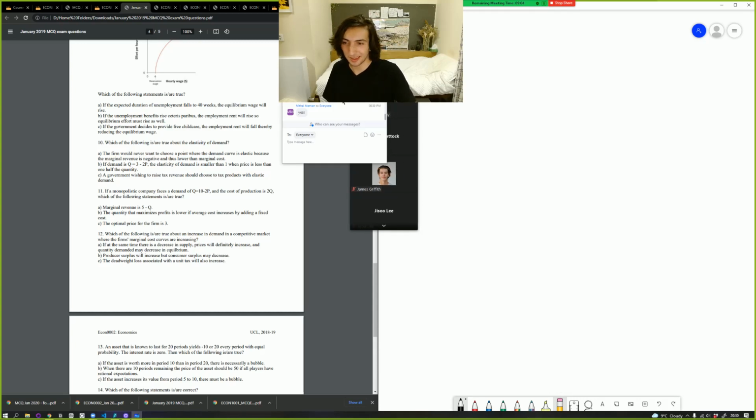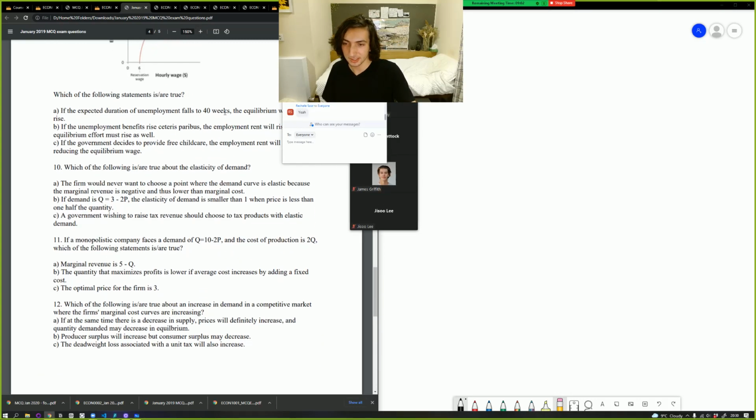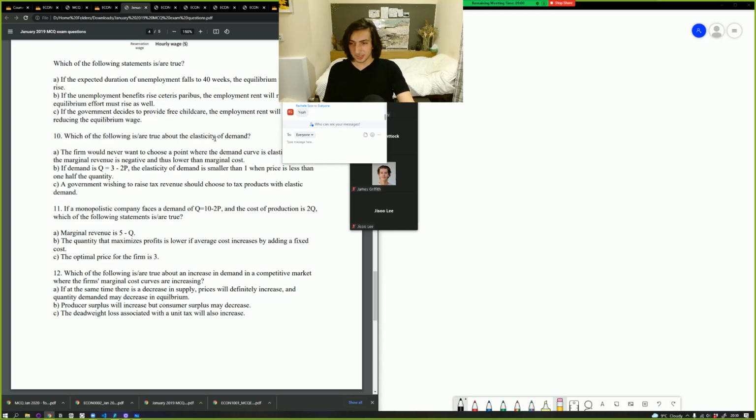Okay, so with 11, first things first. A monopolistic company faces a demand of Q equals 10 minus 2p, and the cost of production is 2Q. Which of the following statements are true?